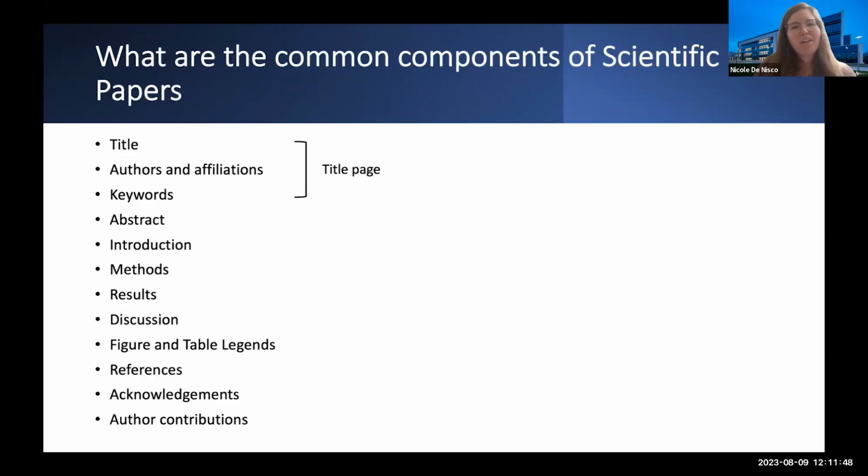All right, so these are the common components of scientific papers. You have your title page, which consists of your title, author affiliations, and keywords, and sometimes a running title or word count depending on the journal specifications. There will be an abstract, and its structure will depend on the discipline. Then the introduction, methods, results, discussion, figure and table legends, references, acknowledgements, and author contributions.